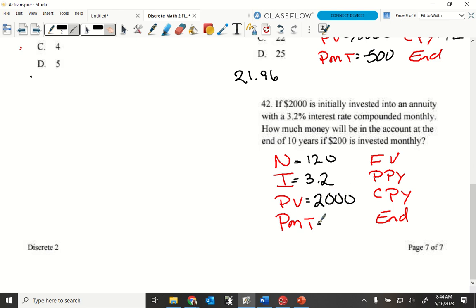Payment. Positive 200. Very good. Why is it positive 200? You're investing $200 every month. Yes, I'm putting money into the account. I'm not taking it out. So that means that my account is going to be growing here, so it's going to be a positive 200.